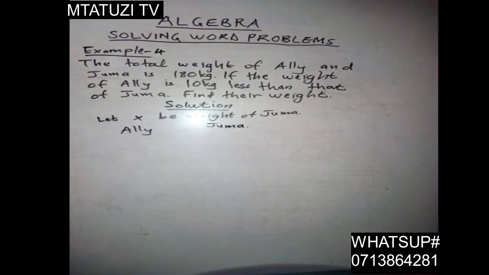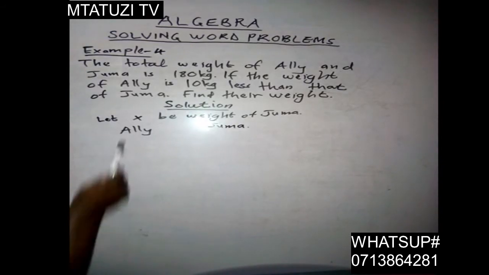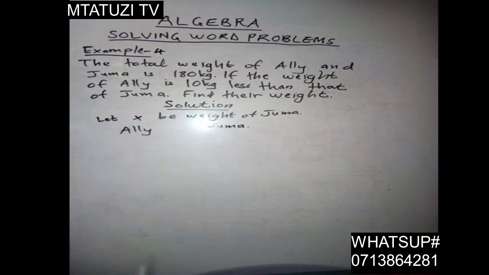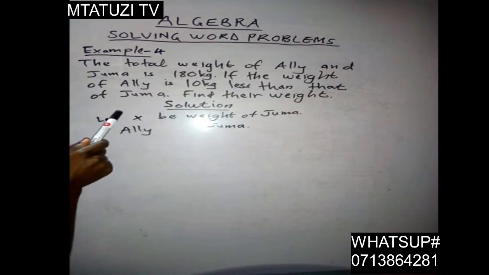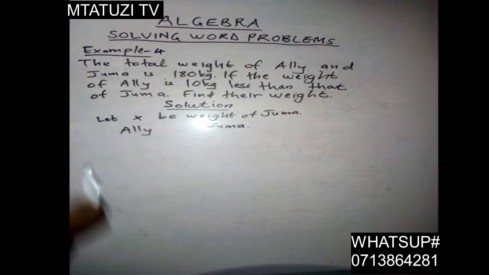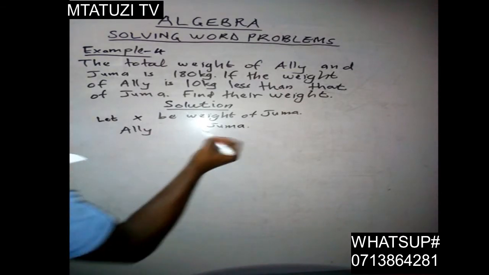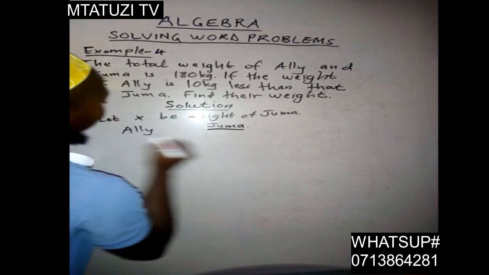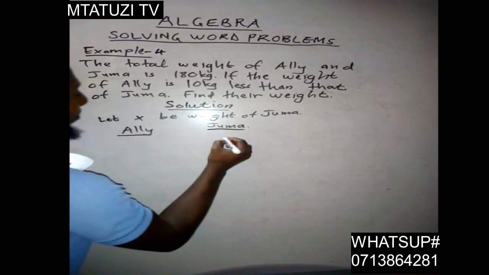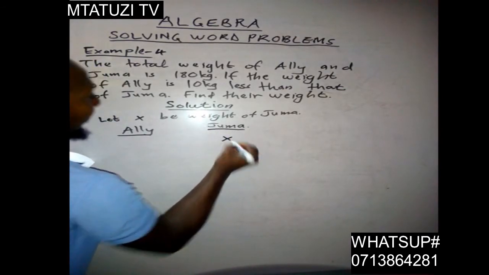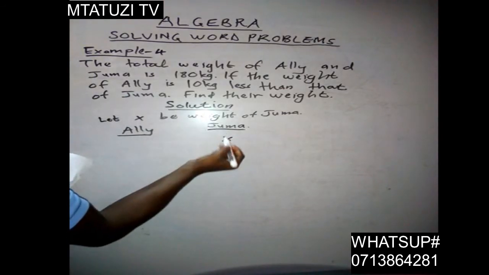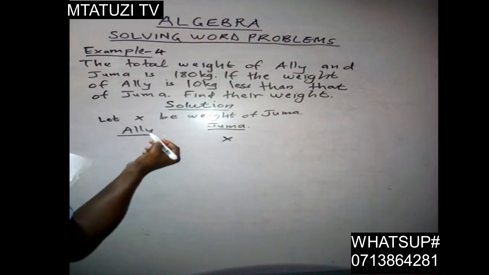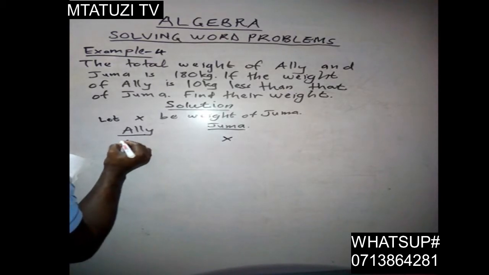We have two people here, Hari and Juma. Let x be the weight of Juma, because the weight of Hari is 10 kilogram less than that of Juma. So if Juma has x weight, Hari will be x minus 10.